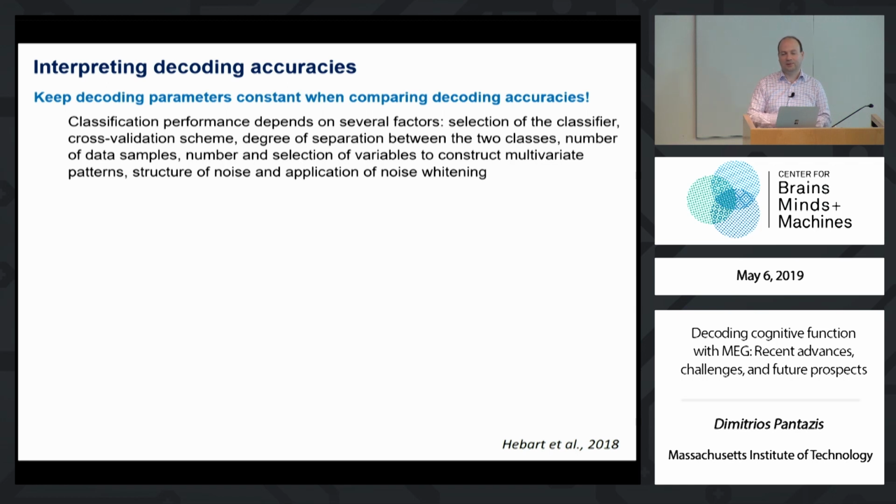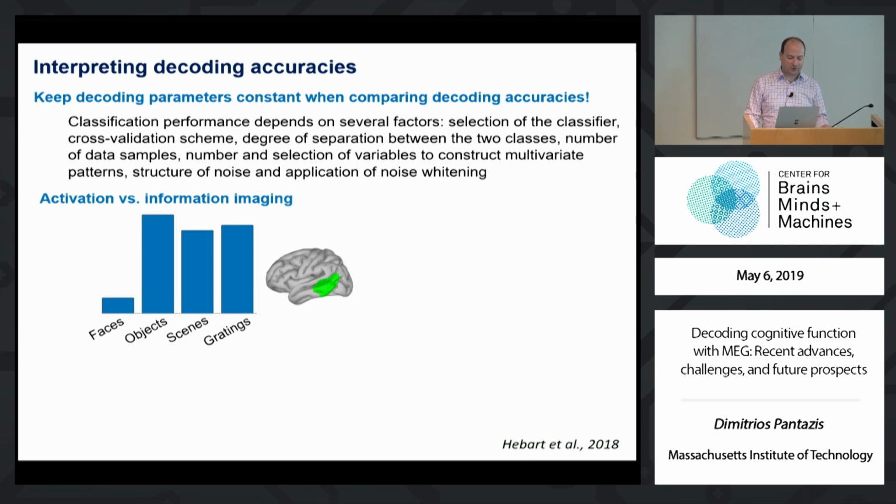So if we are to say we can extract more information in this condition than the other one, you need to be very careful to control for all these. Another critical parameter in interpreting the decoding accuracies is that we should see these as information-based measures rather than activation.